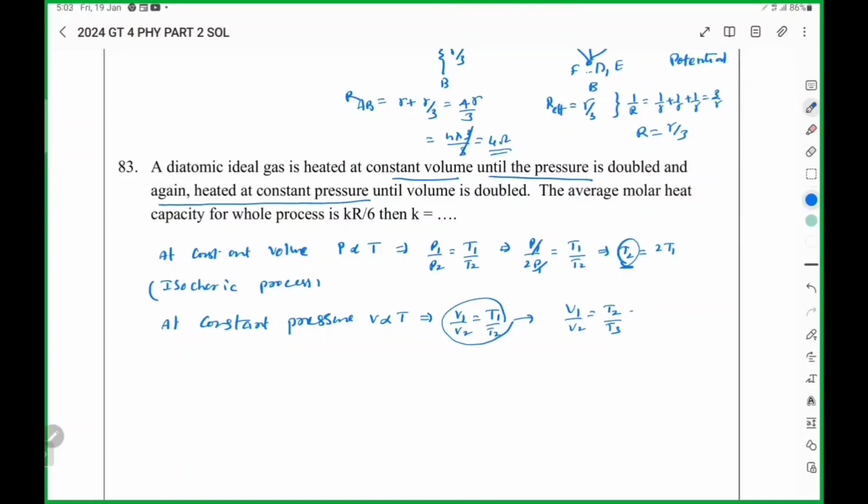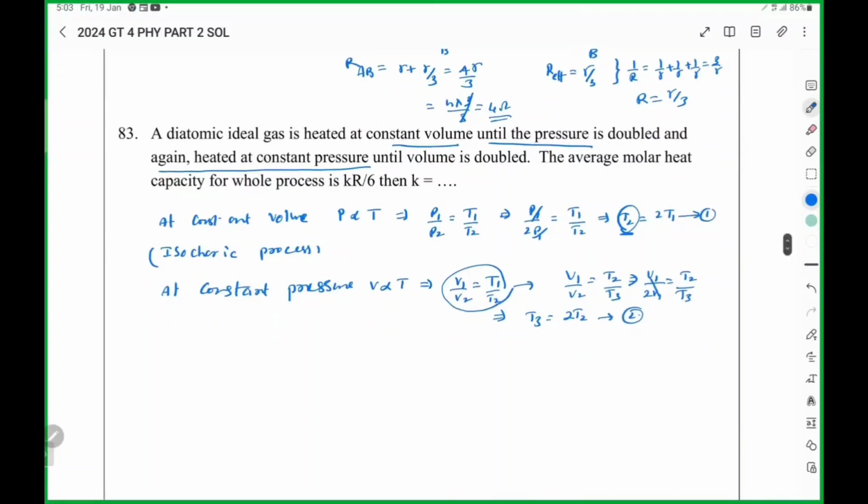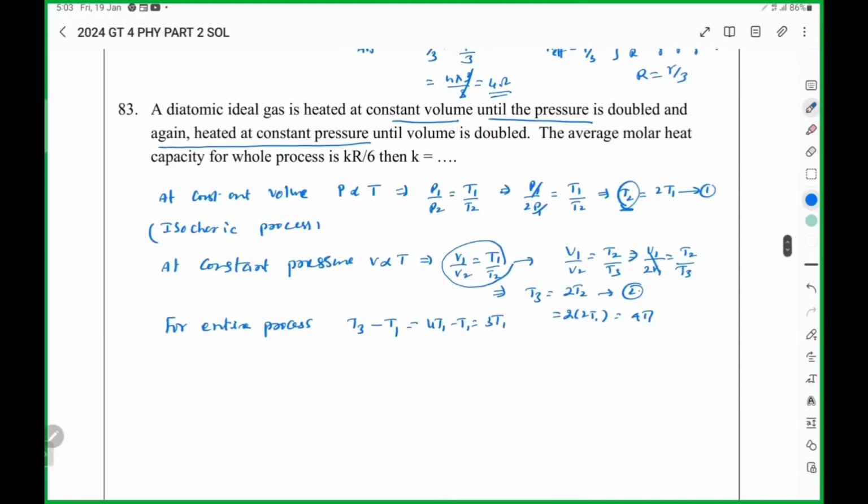So here it is until volume is doubled. From here T3 is 2, say this is 1. Right. So for the entire process, final temperature minus initial: T2 is 2T1, which makes T3 4T1. So the temperature change is 3T1.